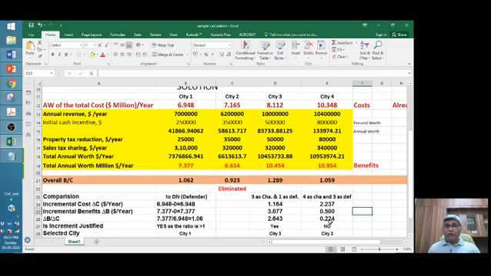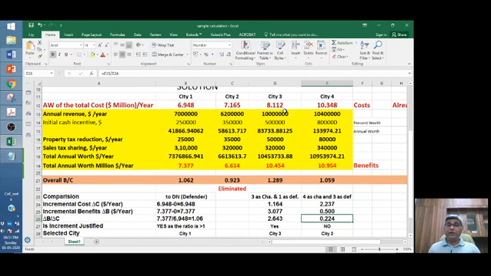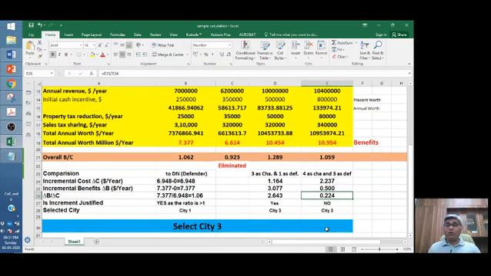So it will be 0.5, and if I compute the ratio, it comes out to be less than 1. That means if it is less than 1, then the higher cost option is not selected. That is, the challenger is dropped and we have to continue with the defender. So here in this case, the defender is city 3. So here the option is again city 3. Now we are not left with any other option.